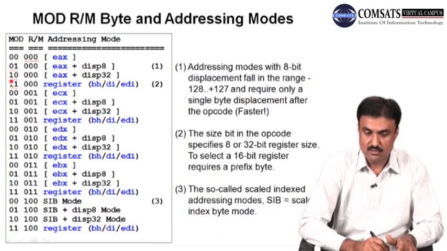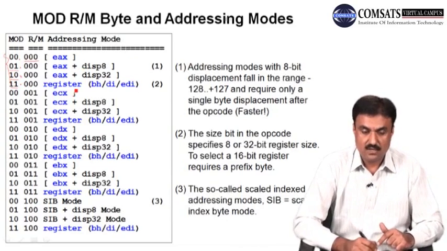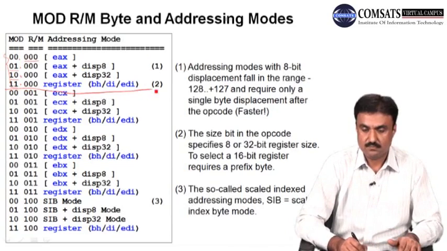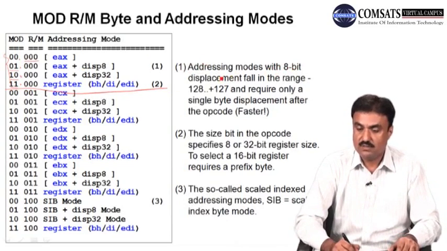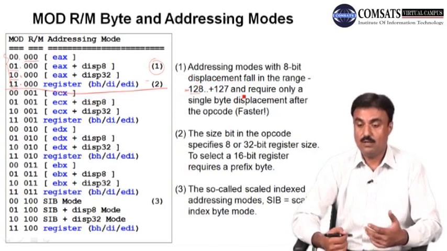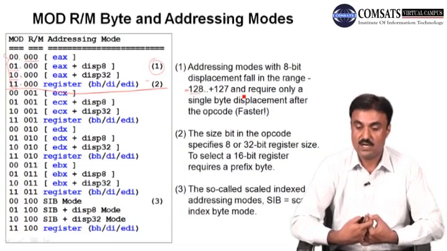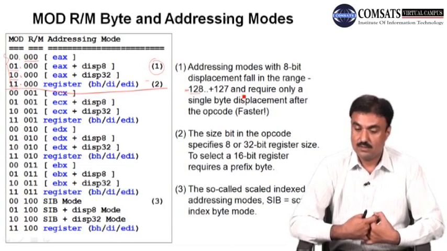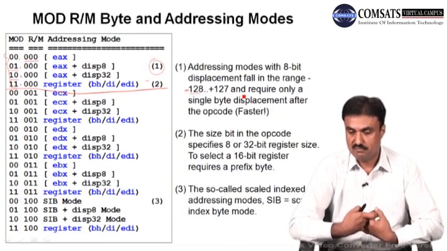it depends on which mode you are using. If you recall all those modes, here we have a displacement of 4 signed bytes, 1 byte, and this one, and here is the register addressing mode and so on. In this case, for example, in the addressing mode with 8-bit displacement, the displacement will fall in the range of minus 128 to plus 127, and it requires only a single byte displacement after the opcode, so it is really faster.